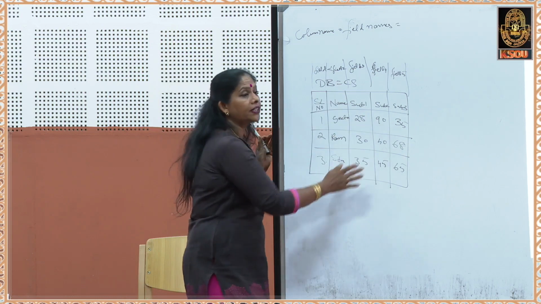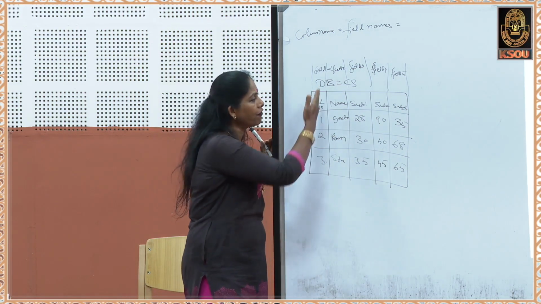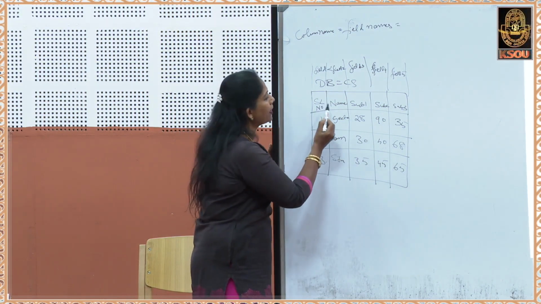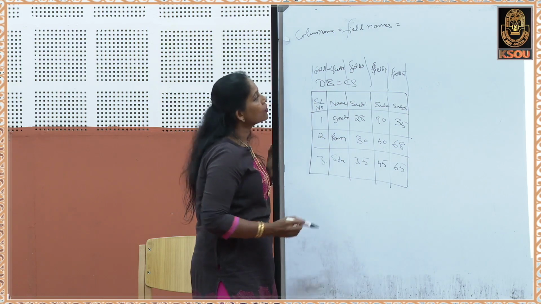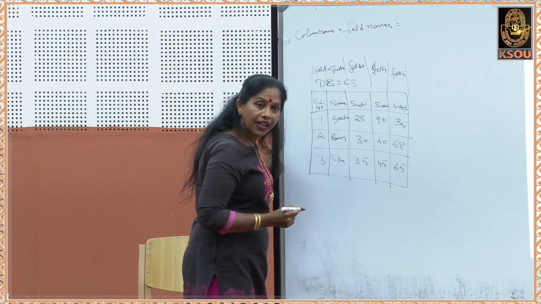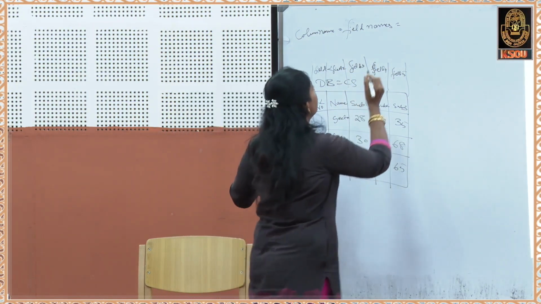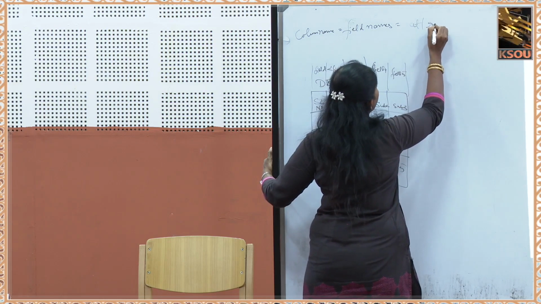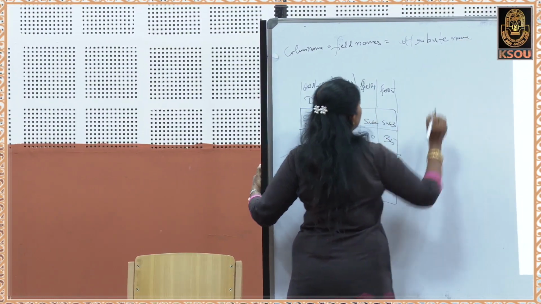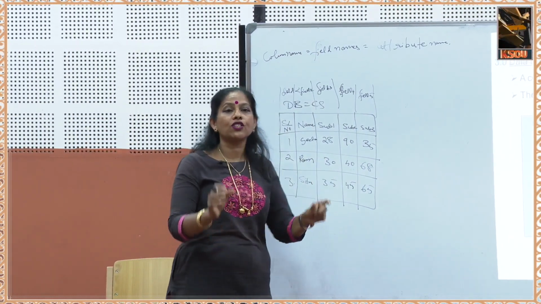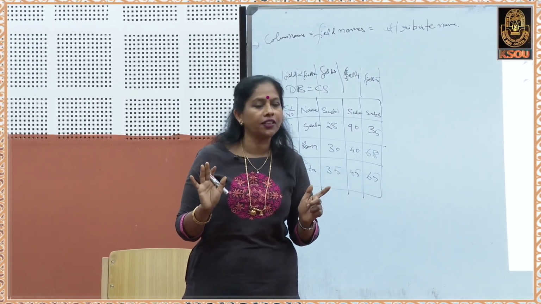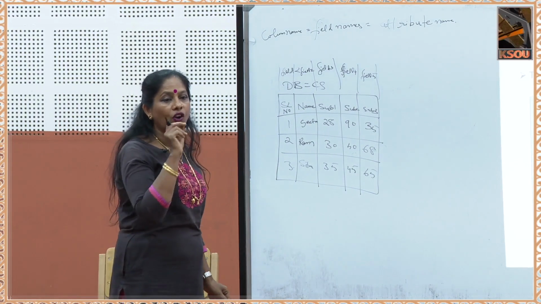So I have drawn the table. Table consists of number of rows and columns. How many columns are here? 1, 2, 3, 4, 5. So 5 columns are there. Column names, field names is equal to attribute names. Attribute names. Now you got it? Each column is called as a field. Each field is called as an attribute.